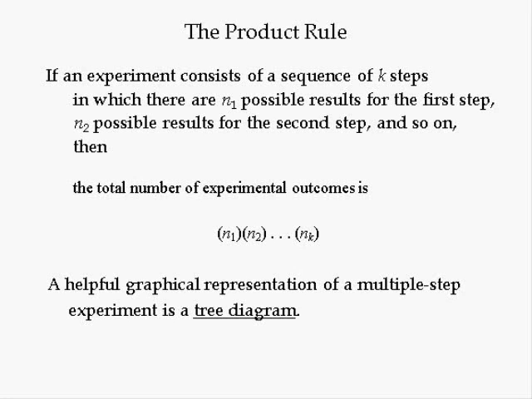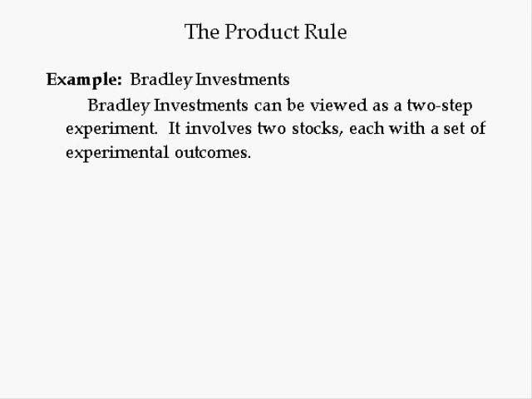A helpful graphical representation of a multi-step experiment is a tree diagram. The Bradley Investments example can be viewed as a two-step experiment, so K would be equal to 2, because it involves buying 2 stocks, each with a set of outcomes. Investing in Markley Oil has 4 possible outcomes for Bradley Investments: making $10,000, making $5,000, breaking even, or losing $20,000. Investing in Collins Mining has 2 possible outcomes: making $8,000 or losing $10,000.